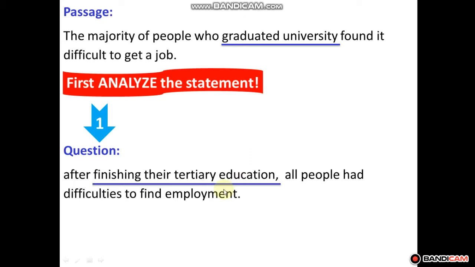Now there you have to locate the synonyms of phrases or words as given in the question. Here it's written "finishing their tertiary education." Here it's written in the passage "graduated university." Well, that means the same thing. Secondly, we have here "employment." What we have in the passage, "get a job." That means the same. Thirdly, why is it in red? We will see to it. We have "all" here, and in the passage we have "the majority." Does it mean the same? Later on we will see to it.